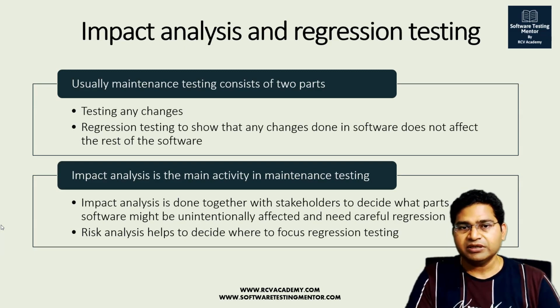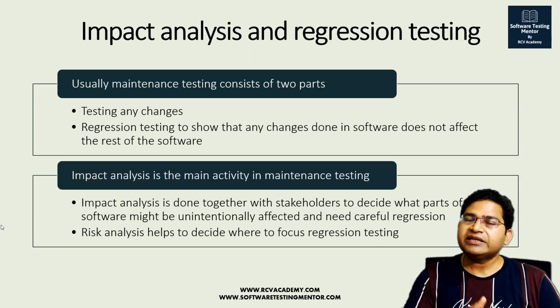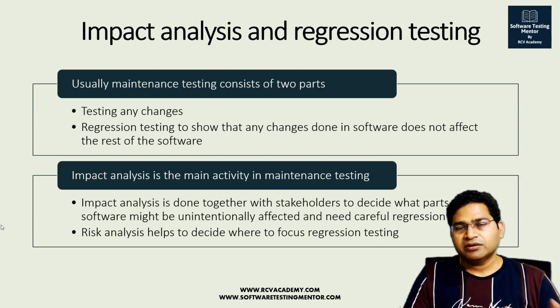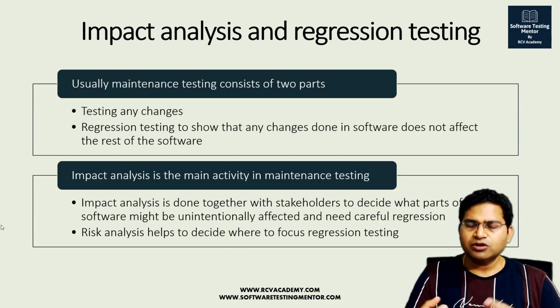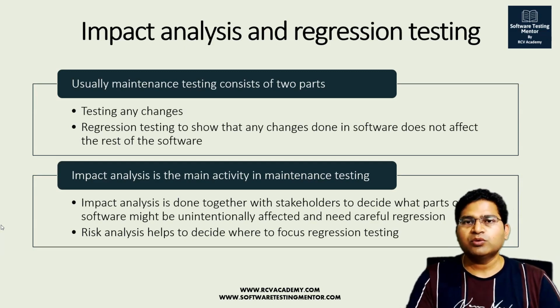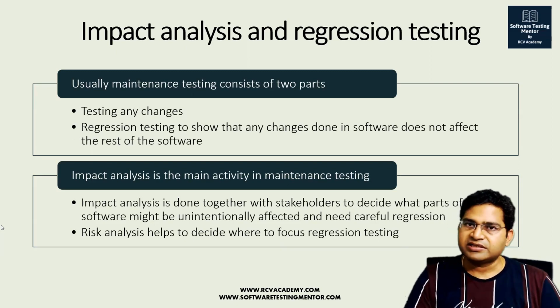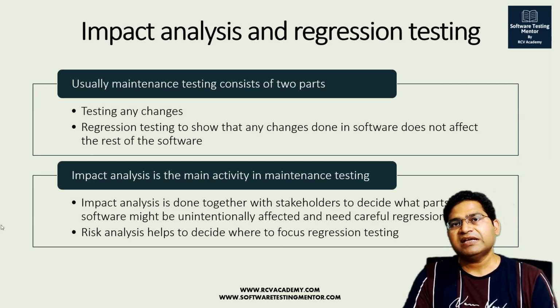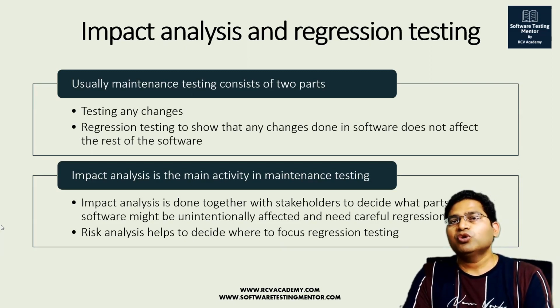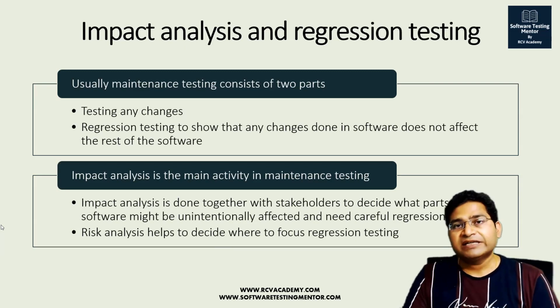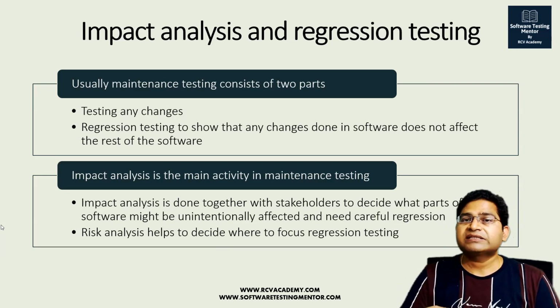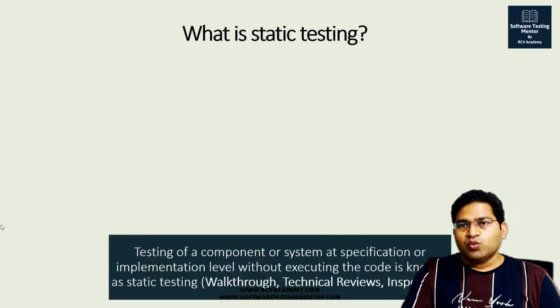So impact analysis is a key part which is done with the stakeholders and people within the business, to see what changes have been made and what needs to be done in order to do the regression testing, or which areas we need to focus on more. It is a must before you plan your regression testing, because that's how you identify how many modules and how many test cases, and what the priority of those test cases will be based on the risk analysis.